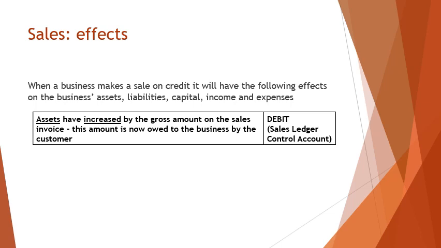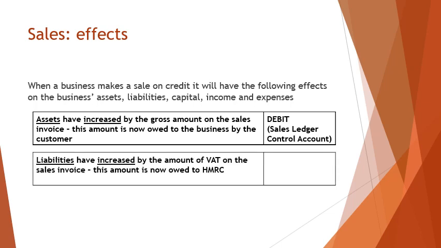In addition to that effect on assets, it will also have an effect on liabilities because the liabilities of the business will have increased by the amount of VAT that's recorded on that sales invoice. That amount will have to be paid in due course over to HM Revenue and Customs. So this is an increase in liabilities, and it's going to be a credit, and we will credit this amount to our VAT account.